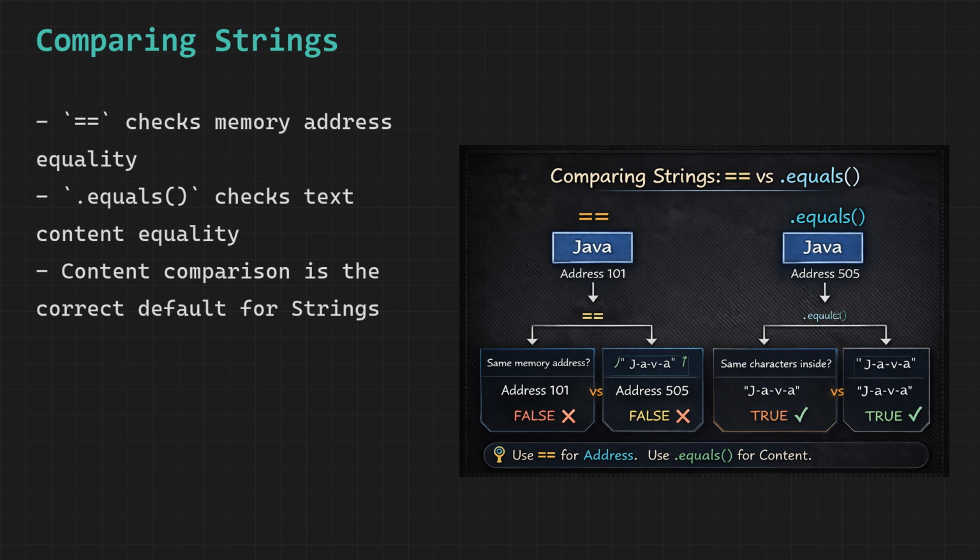The dot equals method is the content checker. It does not care about memory addresses. It opens up the objects, looks at the characters one by one, and asks, is the text inside identical? If they both say hello, it returns true, even if they are stored in different parts of the computer's memory. In almost every real-world scenario, like checking a password or a username, you only care about the content. Therefore, you should almost always use dot equals and avoid using double equals when comparing strings.